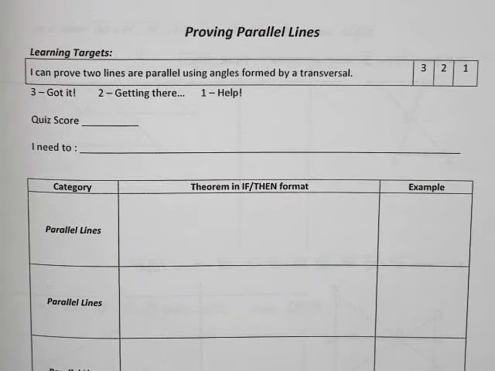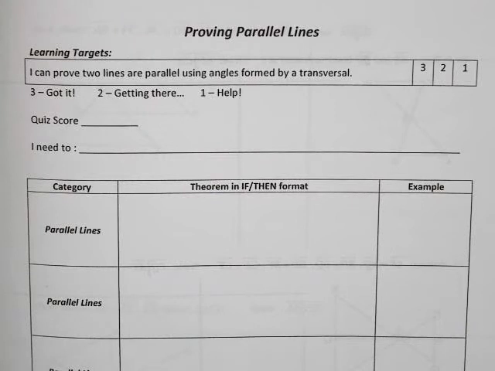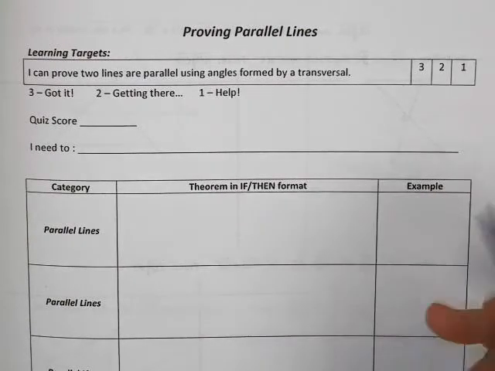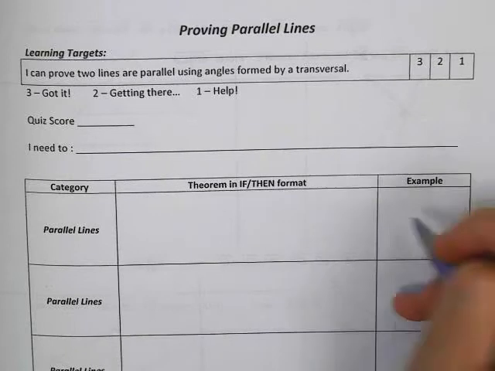Okay, in today's lesson, we're going to continue our work with the different types of angles that we talked about in the last lesson. You can see our learning target is simply, I can prove that two lines are parallel using the angles formed by a transversal. So all those pairs that we learned about in the last lesson, somehow relationships among those will get us parallel lines. So let's start with the first one, which I think is probably the most common.